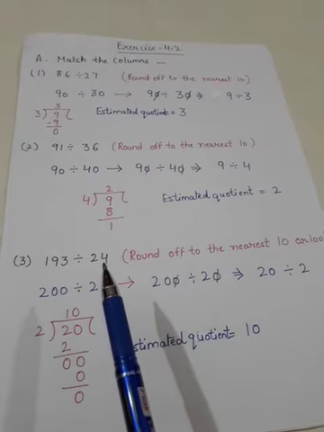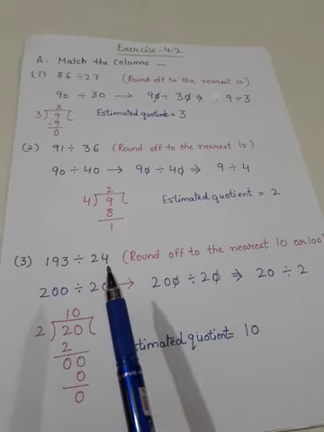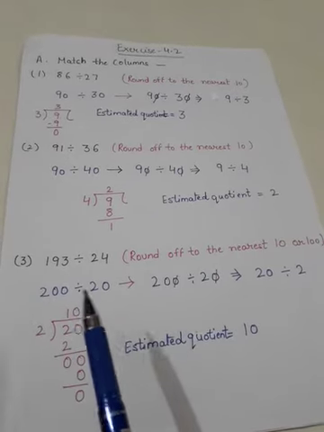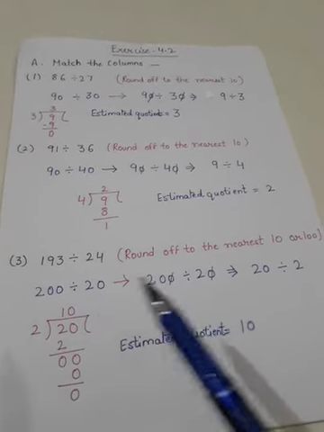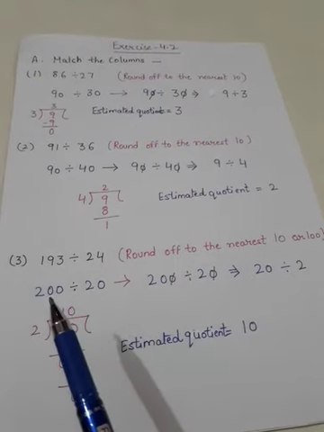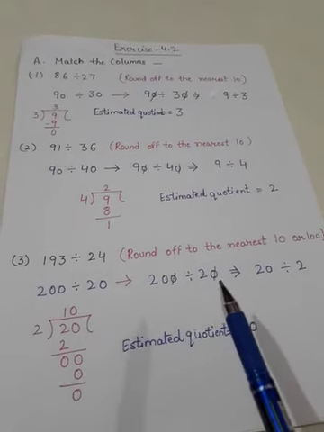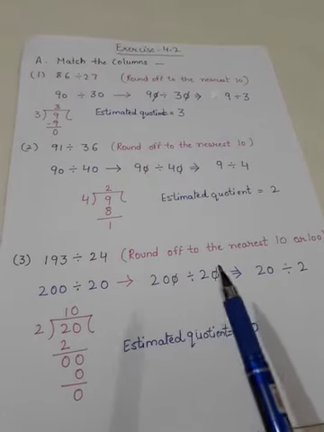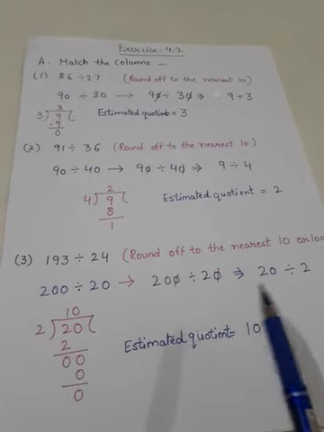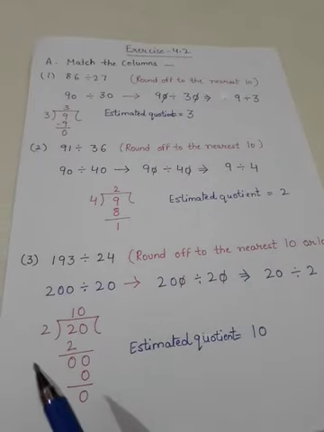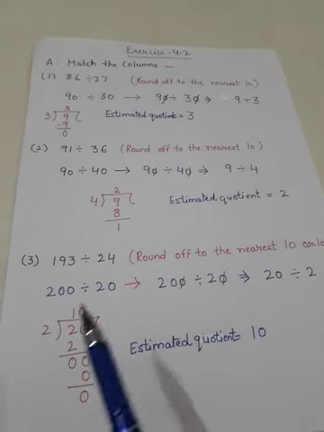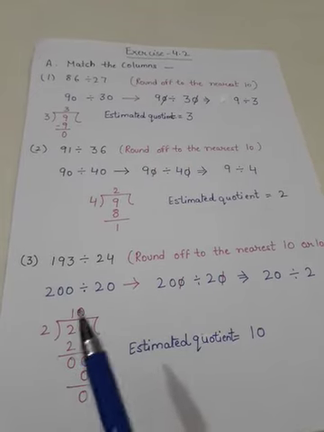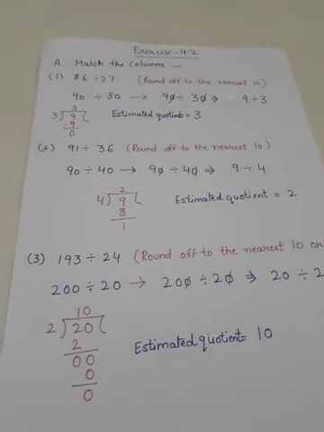Now round off to the nearest 10. 4 compared with 5. So 4 is less than 5, so no change. So 4 becomes 0 and 2 remains the same. So 200 divided by 20. Next step, cancel the zeros. You can see 200 has two zeros and 20 has only one zero. So we will cancel only one zero. 0 cancels 0. So what is left? 20 divided by 2. Now divide here, 20 divided by 2. What is left? 2, 10 1s are 2. Then 0, then again 0, 2 zeros is 0. So the estimated quotient is 10.